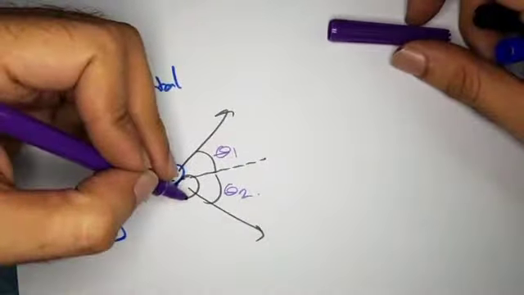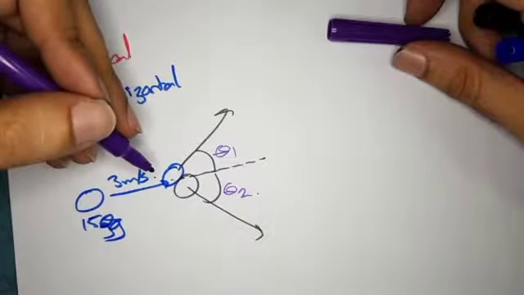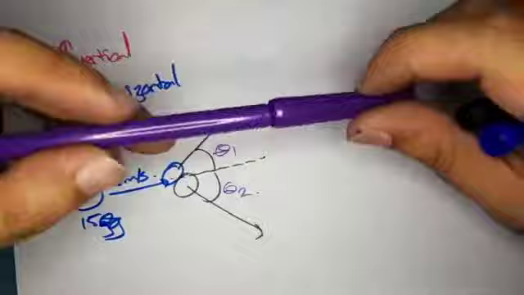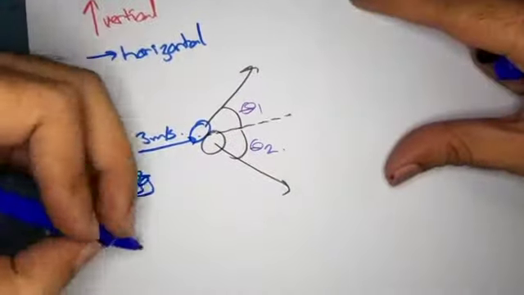Now, we need to figure out what happens to the momentum vertically and horizontally. So we're going to split this equation into two parts, horizontal and vertical. First of all, let's see what the horizontal momentum is before and after.